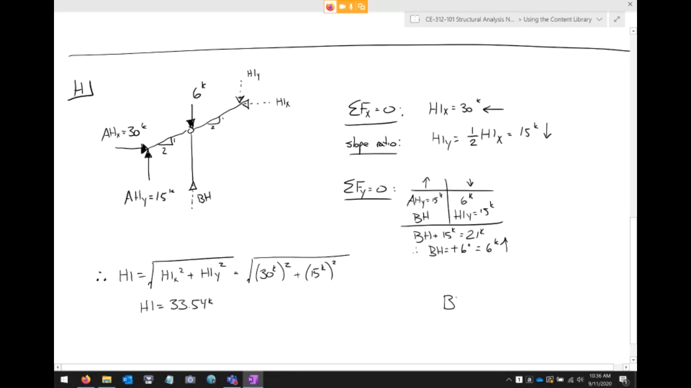So the only thing we got to do is figure out what's going on with these members. So this is 6 kips. This is 33.54 kips. What's the deal with these? Are they tension, compression? What's the deal? Making sure everybody's paying attention. Somebody that hasn't responded before, I'll break out the roster if I got to and get everybody to type in on the chat.